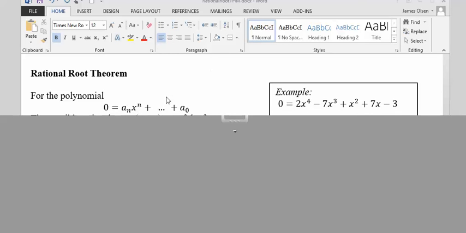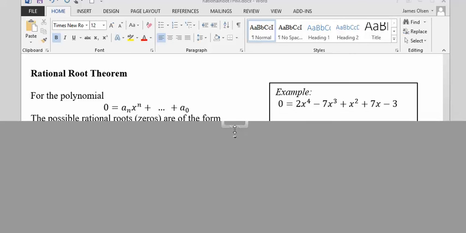So our polynomial is going to be of this form: a sub n x to the n plus a bunch of terms in between through a constant. For example, 0 equals 2x to the fourth minus 7x cubed plus x squared plus 7x minus 3. To use the rational root theorem, you only use the leading coefficient, which is 2, and the constant, which is negative 3. In this case, the leading coefficient is a sub n, and the constant is a sub 0.